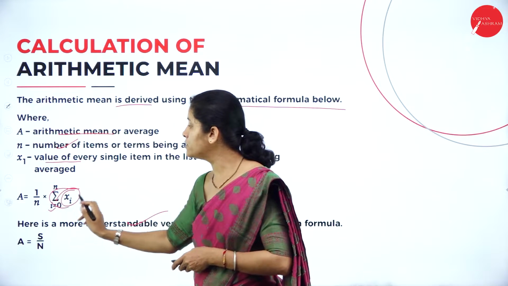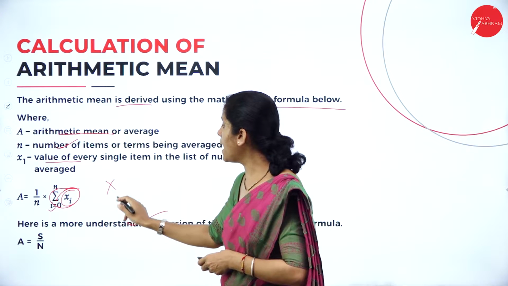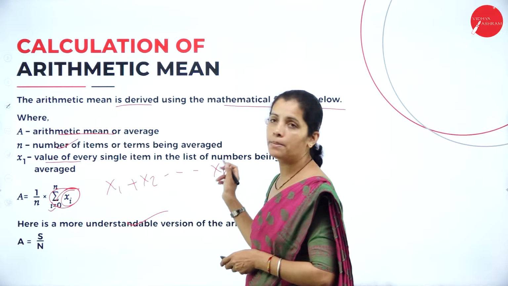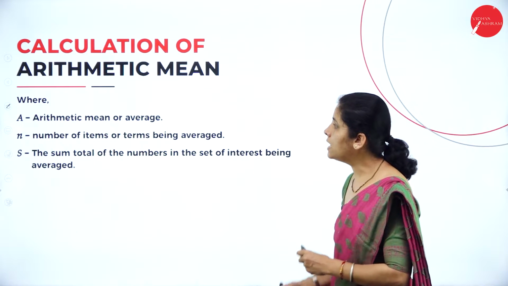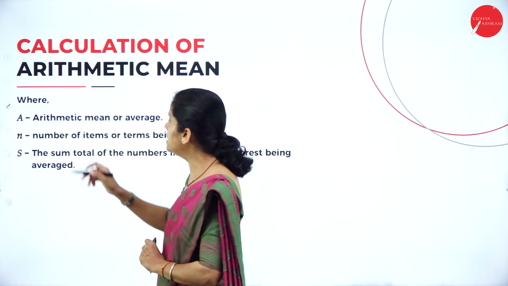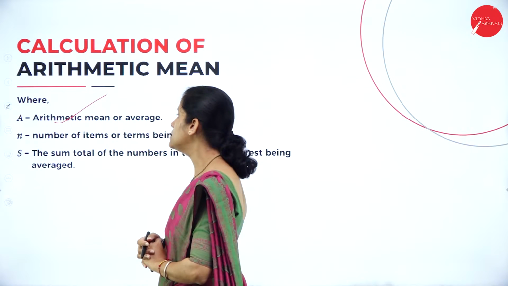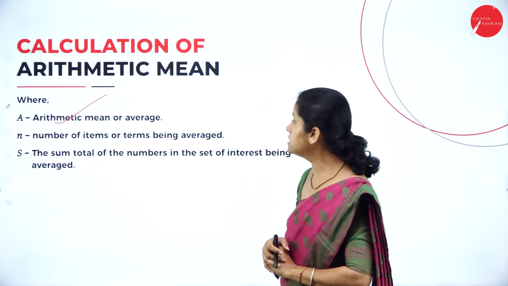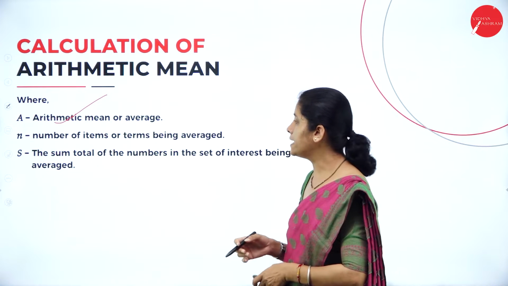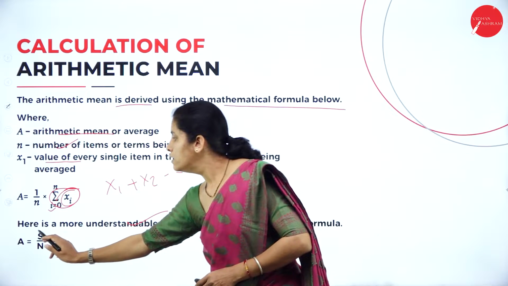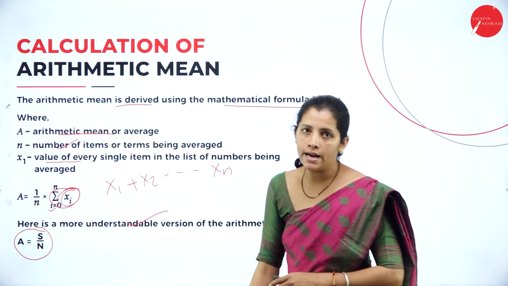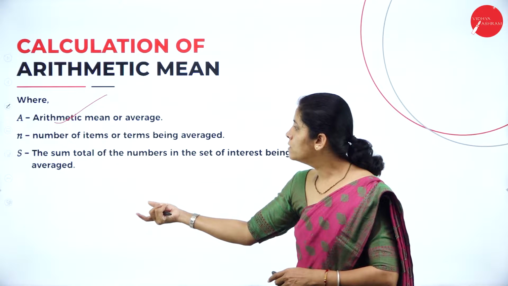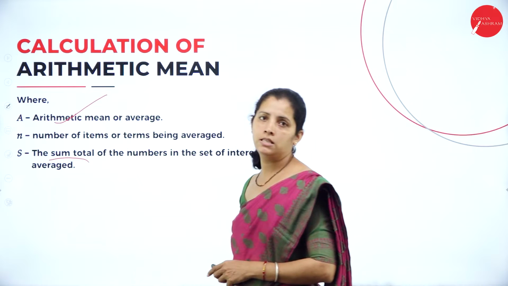So, what is summation of xi? In the sense, I want to add x1 plus x2 up to xn. That is nothing but the summation of xi. Now, where A is the arithmetic mean, n is the number of items, and S is the total sum of the numbers in the set. So that is A equal to S divided by n. This is the simplified formula. S is the total sum.